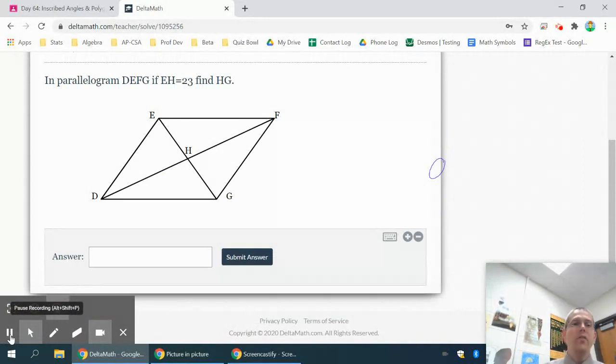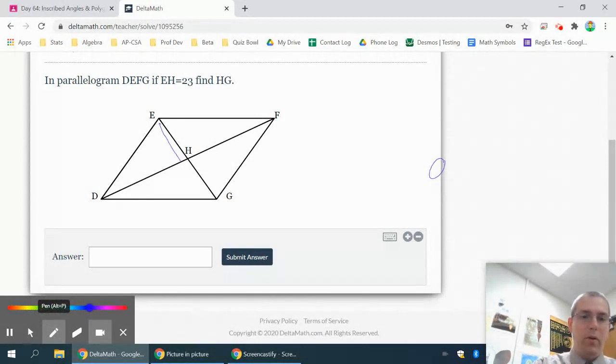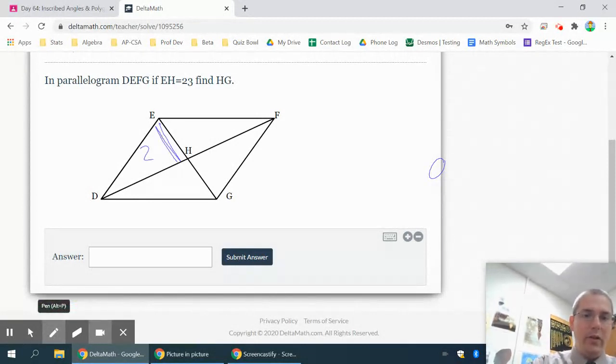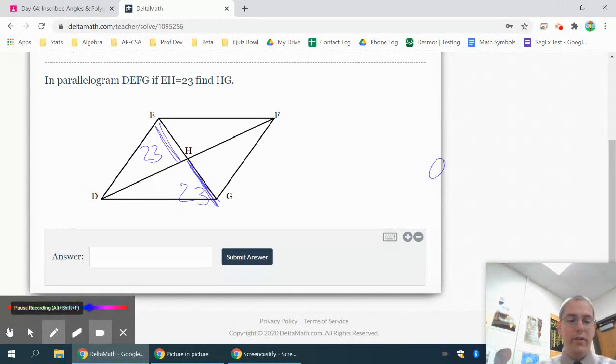Okay, another thing that's true of a parallelogram is their diagonals bisect each other, or cut each other in half. So if this part of the diagonal, EH, is 23, then the other part of that diagonal is equal. When the diagonals of a parallelogram intersect, they bisect each other, meaning they cut in half. So this is also 23. Let's go ahead and look at another example.